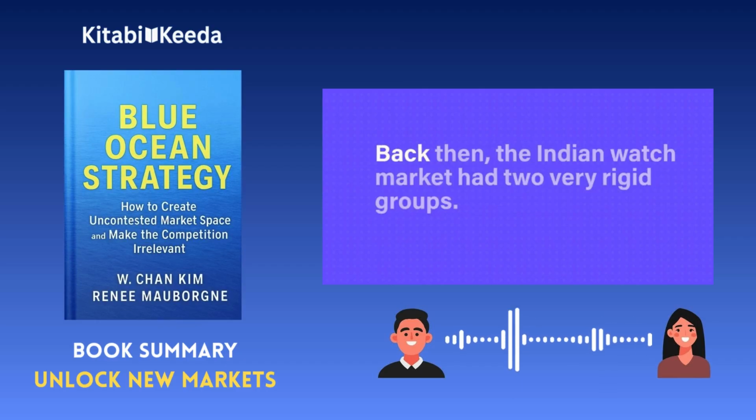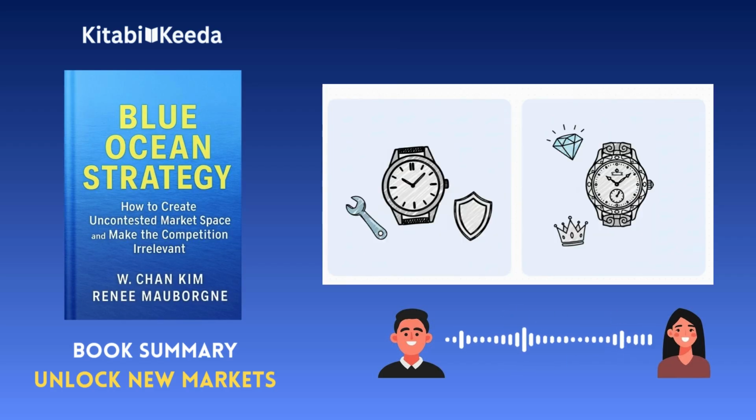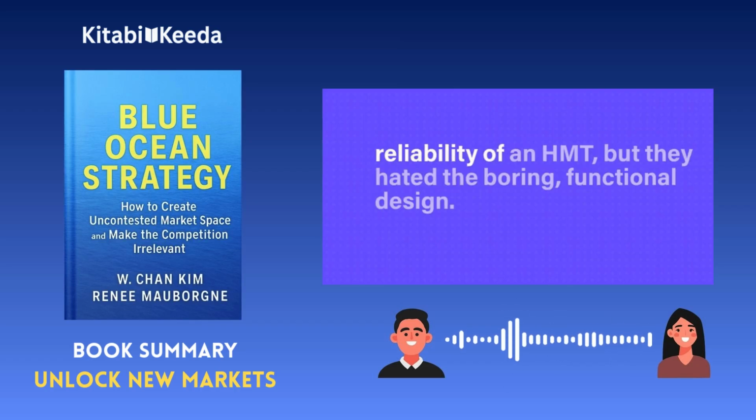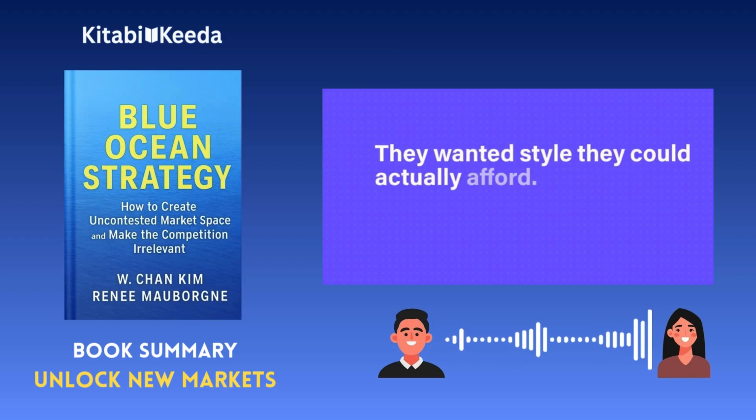Oh, it's perfect. Back then, the Indian watch market had 2 very rigid groups. You had HMT: functional, durable, dependable, pure utility. The workhorse. The workhorse. Yeah. And on the other extreme, you had these expensive, often smuggled Swiss watches. That was all about status and style. And Titan saw that people didn't actually want to make that choice. They didn't. They identified this huge group of non-consumers who wanted the reliability of an HMT, but they hated the boring, functional design. They wanted style they could actually afford.